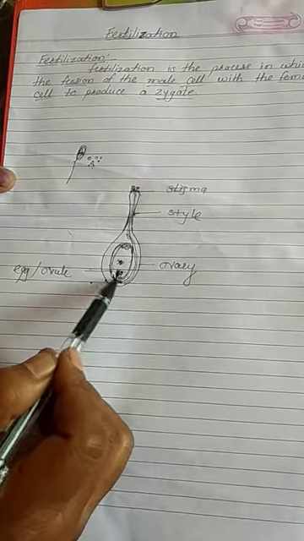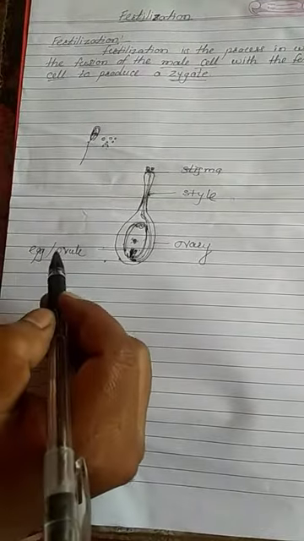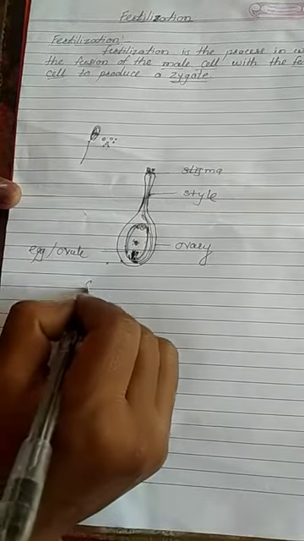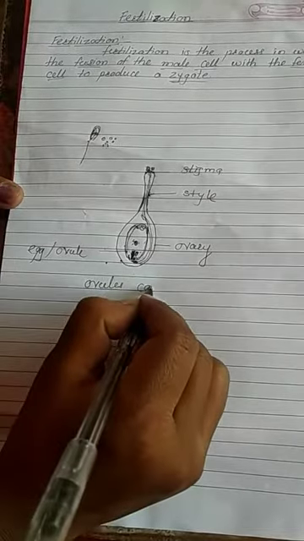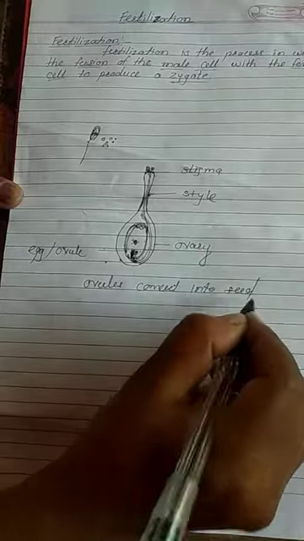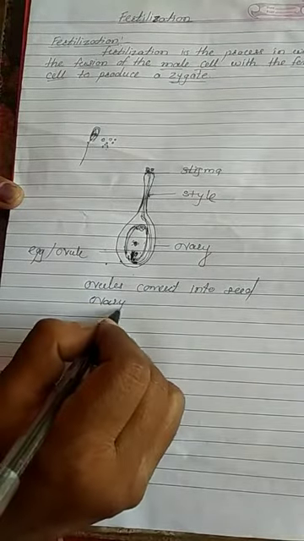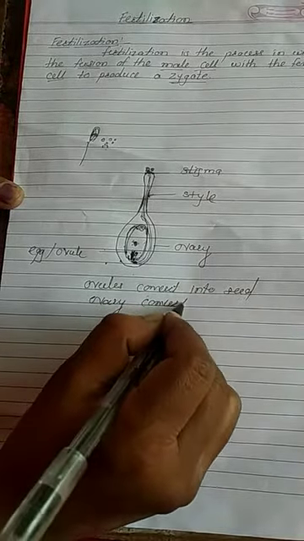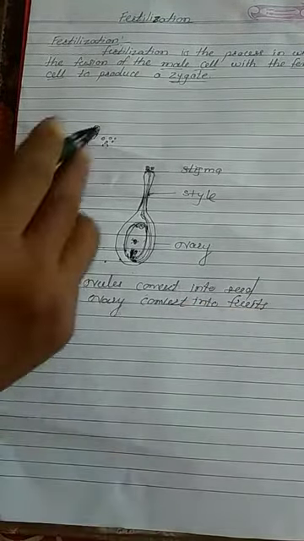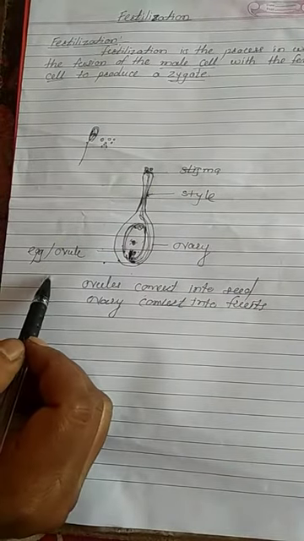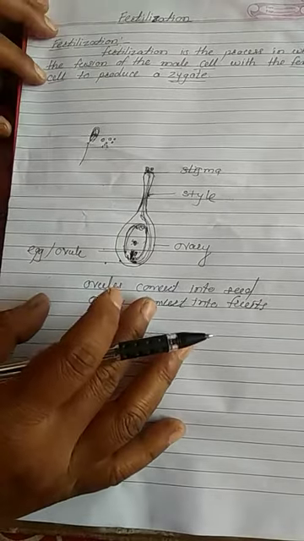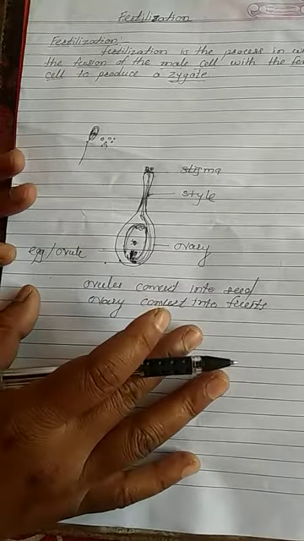Got it everybody? After fertilization the zygote is formed, and the ovules convert into the seed and the ovary converts into the fruit. The other parts of the flower, the sepals and petals, all fall down. Got it everybody? This process is called fertilization.